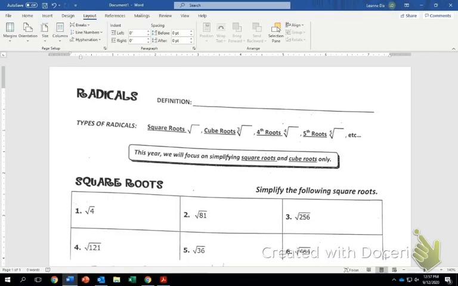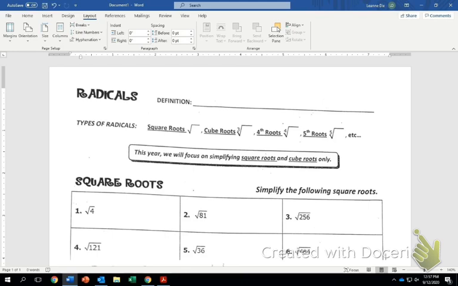So the first little bit of this particular chapter is just going over the radicals and finding the square root and the cube root of things. And this is a part review because you've seen this before in Algebra 1. You know the square root of 4 and 81.